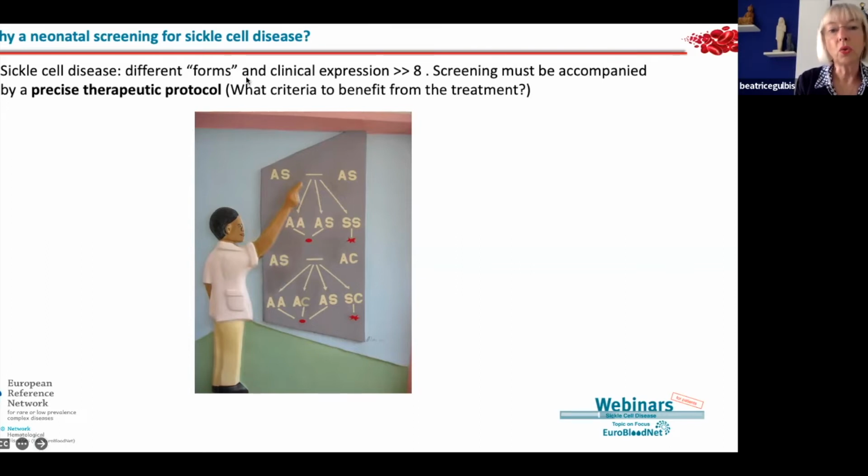So you have the different forms, we have to know that and to explain it to the parents, and there is the clinical expression. So the screening must be done in a way that there is finally a correct diagnosis followed by a precise therapeutic protocol. So who will benefit from the treatment and how?